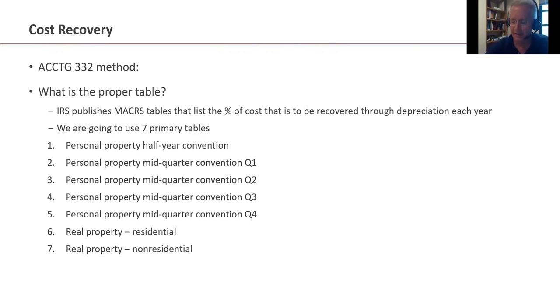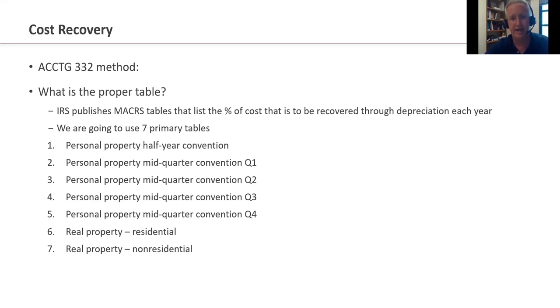Recall that depreciation is very prescribed by the IRS. There's not a lot of flexibility. So what we need to understand is, once we've established what the right table is, then it's just a simple matter of math. The IRS publishes MACRS tables, and they basically list the percent that you should recover through depreciation each year. We're going to use 7 primary tables, and all these tables are in your table pack. Congratulations to me, I got it right for once.